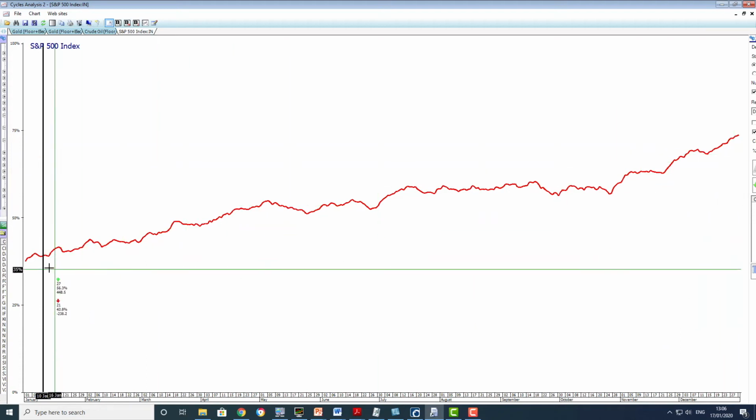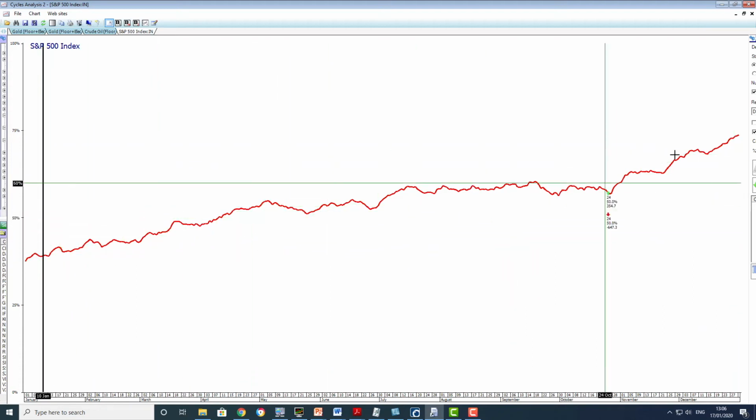Now, of course, the first thing to notice is that in the case of the S&P, it just heads up because the stock market's just been going up and up and up since, well, since it began, really. I mean, yes, we do get pullbacks, but on a seasonal basis, this is average seasonality.